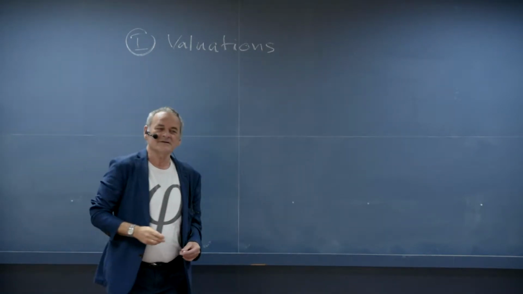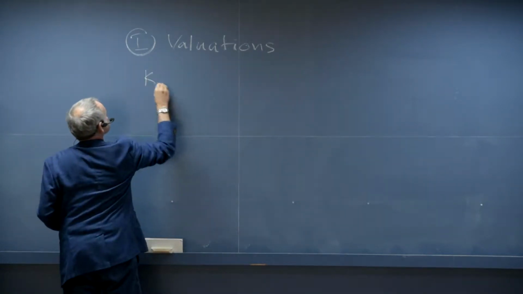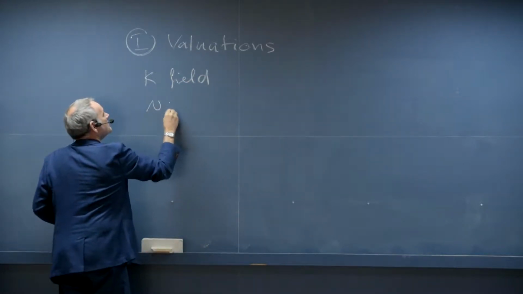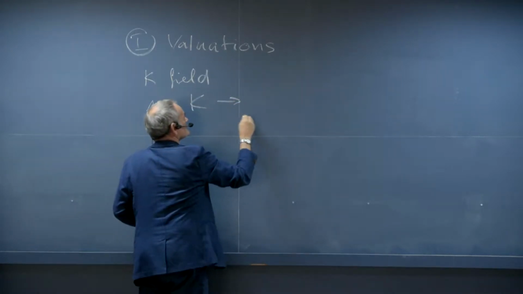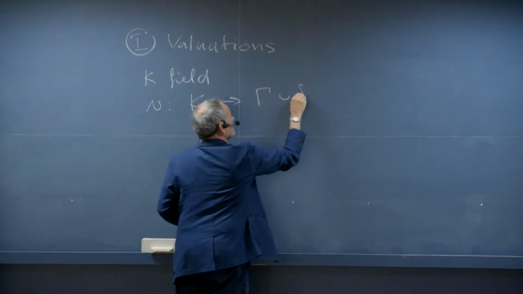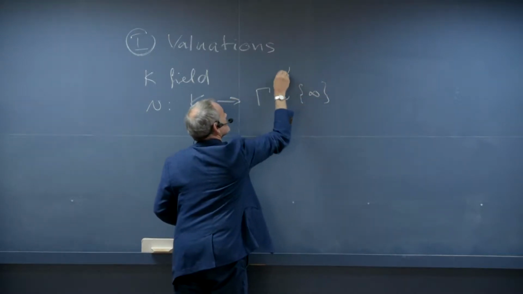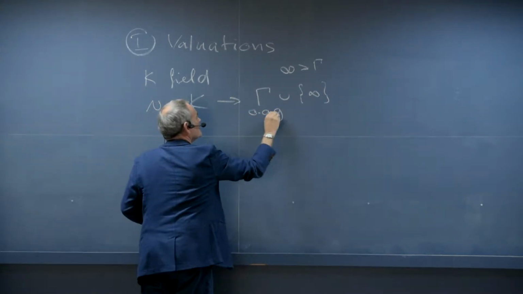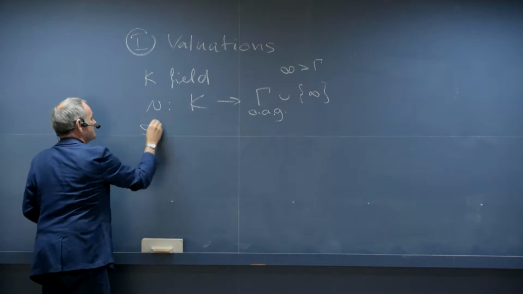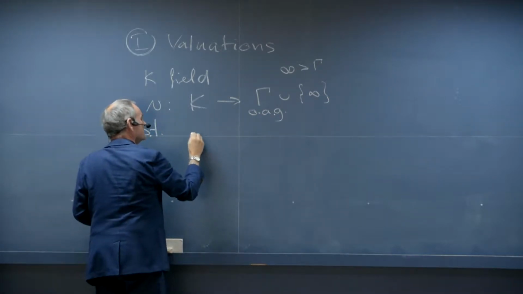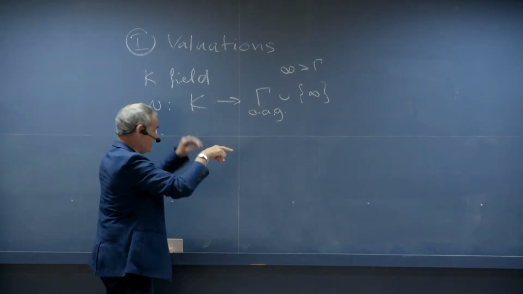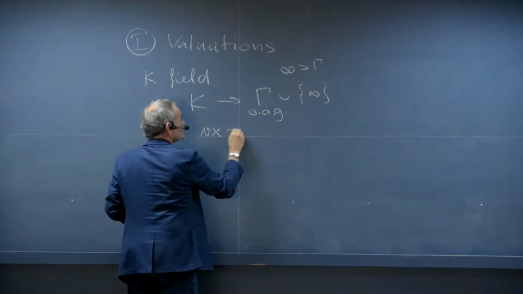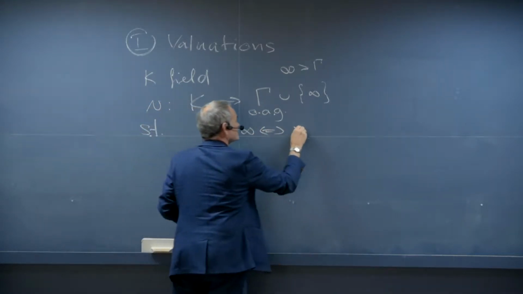Okay, so if you have a field K, then a valuation is a mapping from K to an ordered abelian group gamma together with an element infinity that is bigger than all elements of gamma, such that, first of all, and I write this without parentheses, like this, v of x is infinity if and only if x is 0.